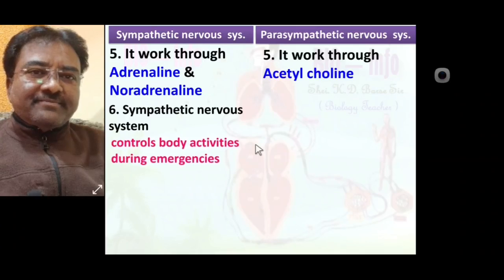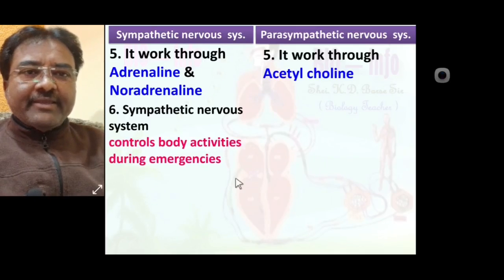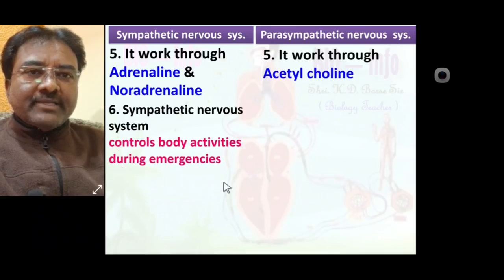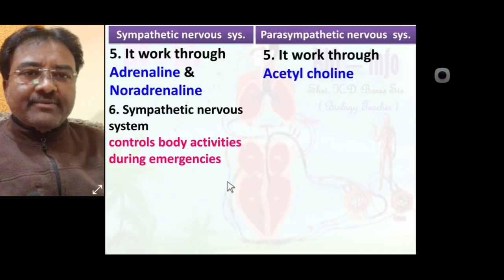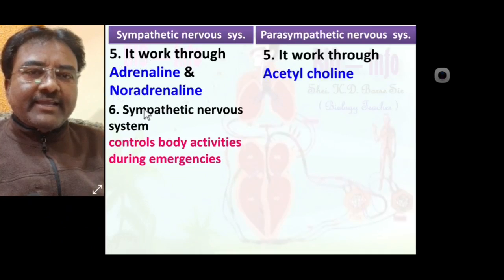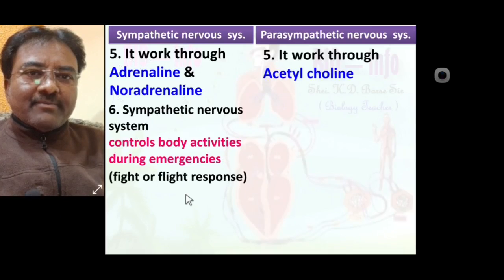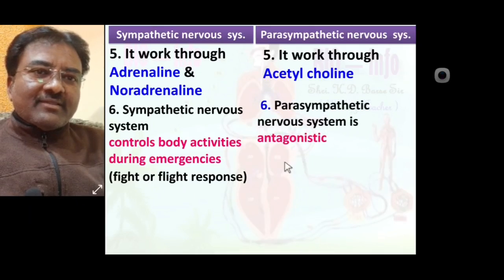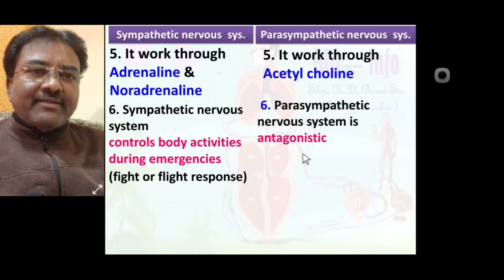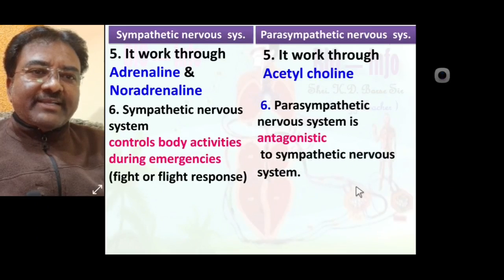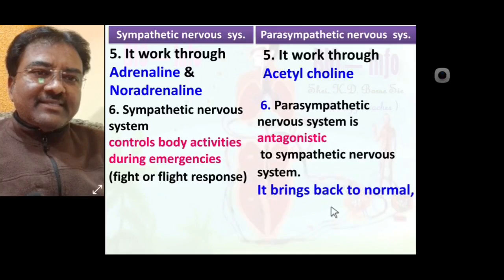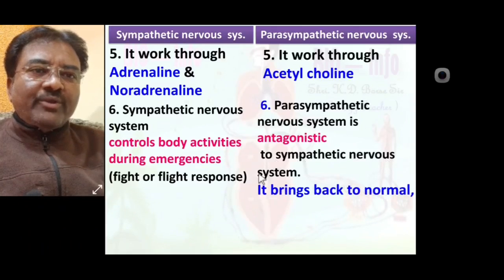Sympathetic nervous system controls body activity during emergency. Sympathetic nervous system controls body activity during emergency with the help of adrenaline and noradrenaline, the fight and flight response. Parasympathetic nervous system is antagonistic to sympathetic nervous system, means opposite to sympathetic nervous system, that is, it brings back to control with the help of acetylcholine.